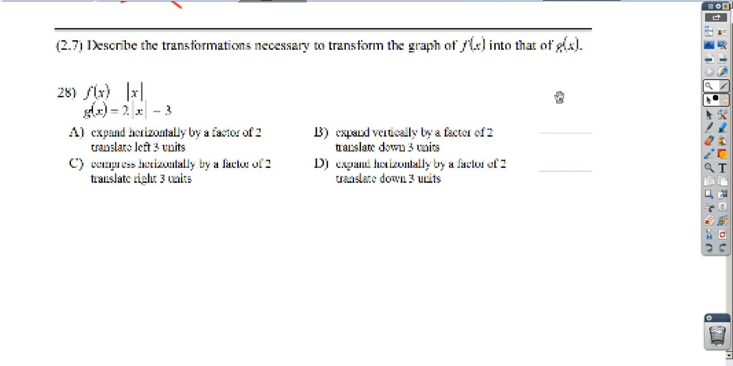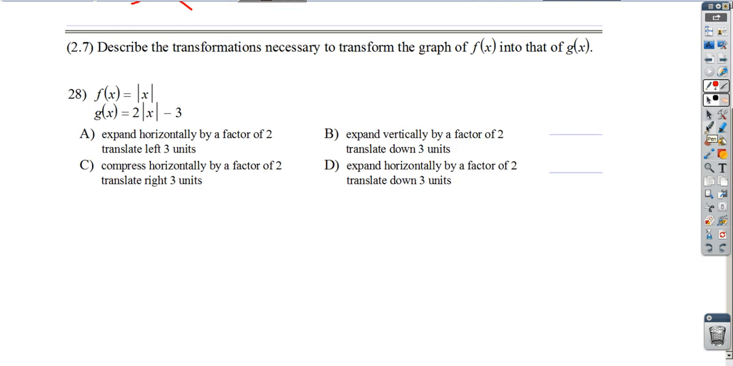All right, 28 is the next one. So nothing is happening on a right or left basis. This number is going to vertically stretch it by 2. If the number is bigger, another name for stretch, by the way, is expand. Okay, vertically expand by a factor of 2.